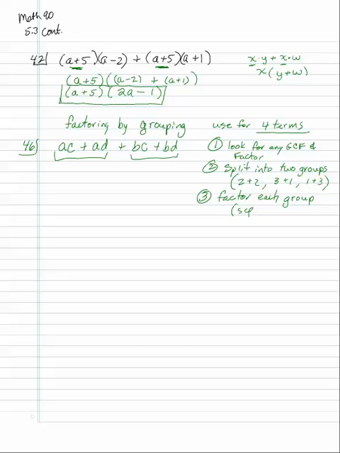Right, separately. So the first group, what's common to both terms? Well, hopefully you said A, and you'd be right. And then you divide out the A from both terms. You get C plus D. Okay, now you set that aside.